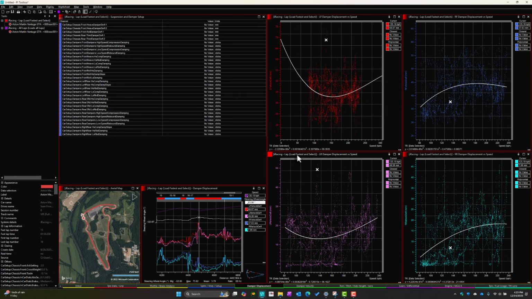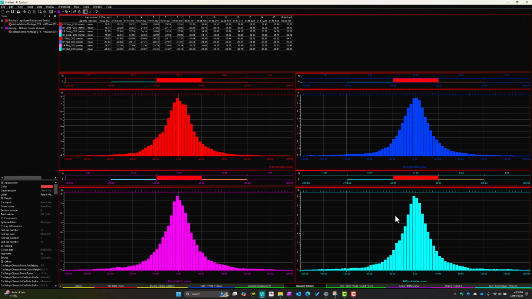Let's see. I think that's about it for that chart. So let's look at damper velocity. This is something that's really cool if you know what you're doing. Here what we've done is plotted your classic shock histogram.